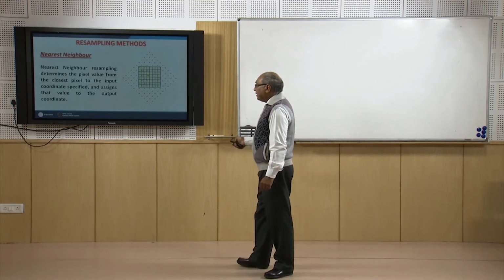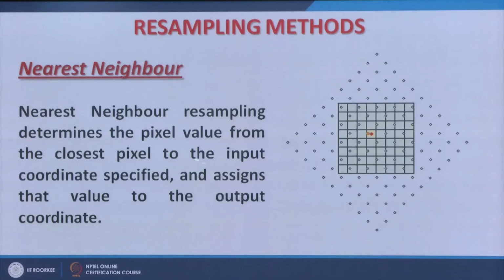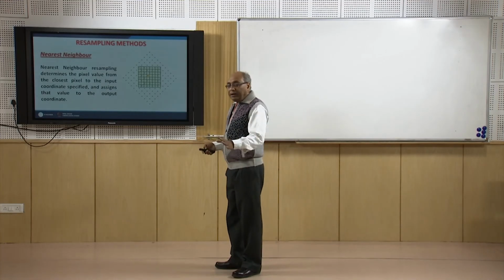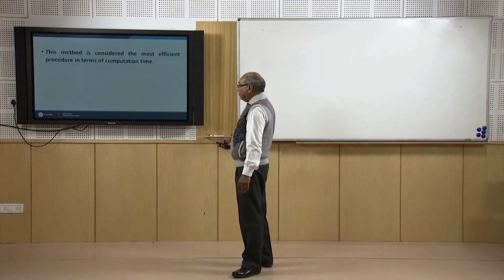So in nearest neighbor resampling, which, as I have mentioned, determines the pixel value from the closest pixel to the input coordinate specified and assigns that value to the output coordinate or output pixel. So the pixel which has maximum overlap will have the entire influence.